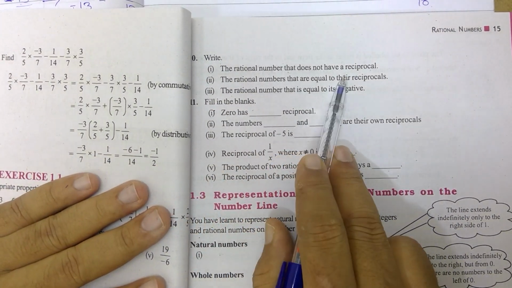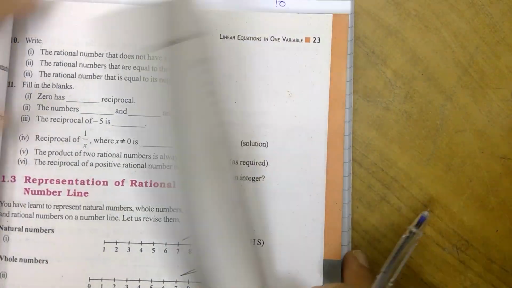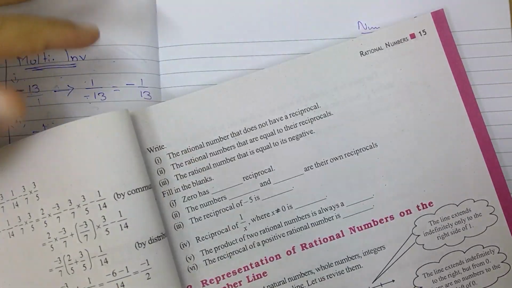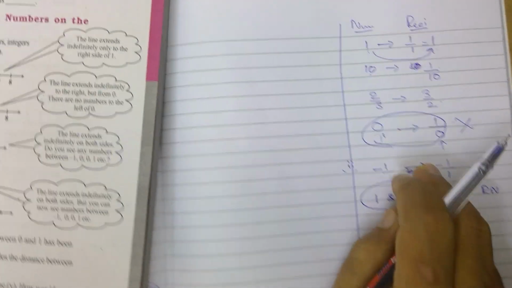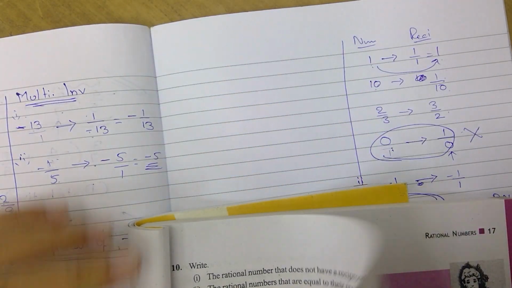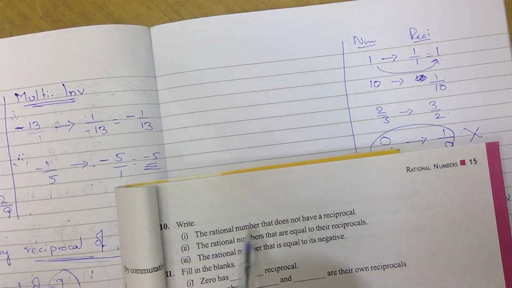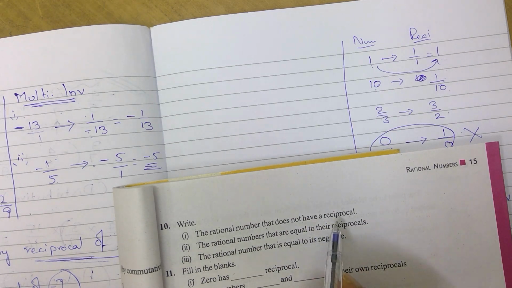The rational number that does not have a reciprocal. See, okay, I'll explain it one more time. I have explained here. But what is the first question? Yeah, the rational number that does not have a reciprocal.